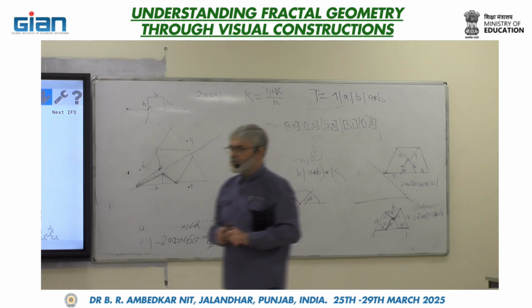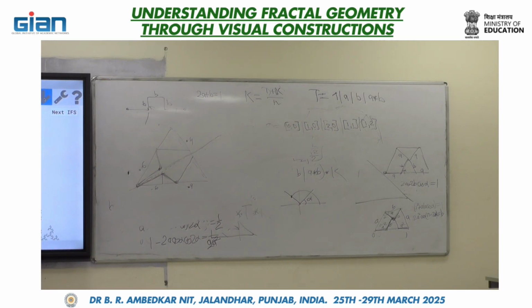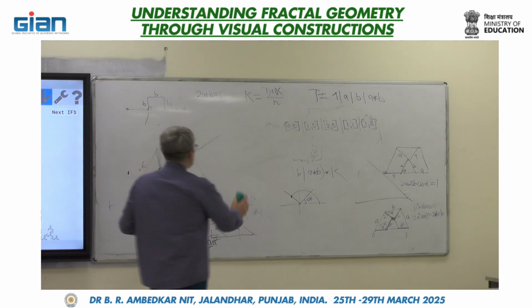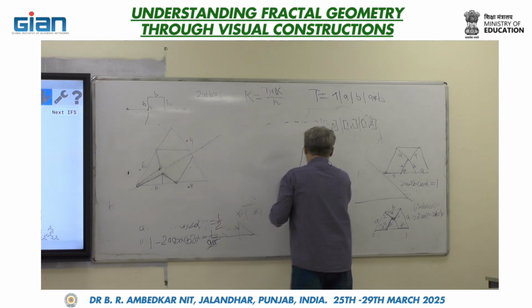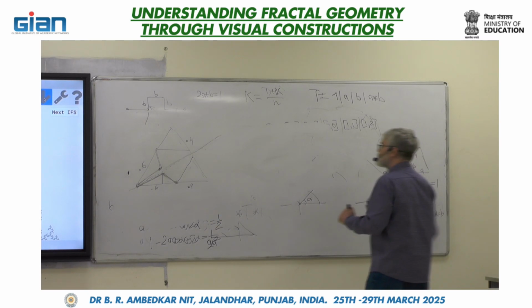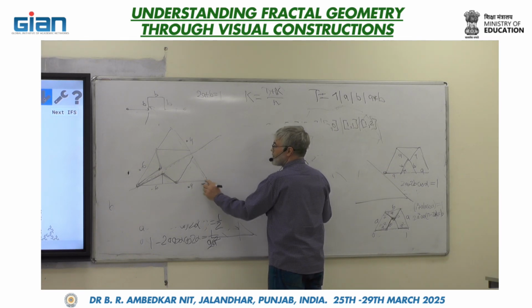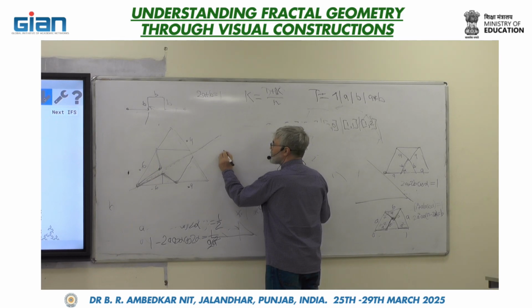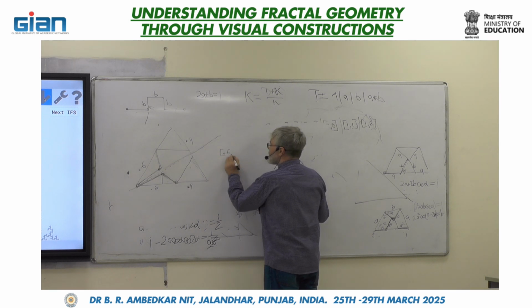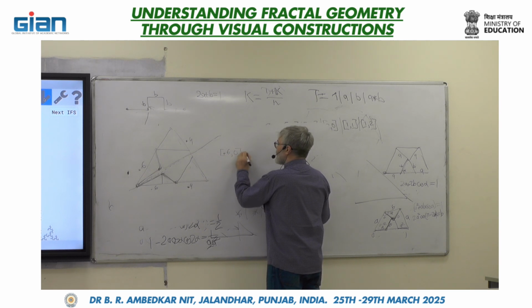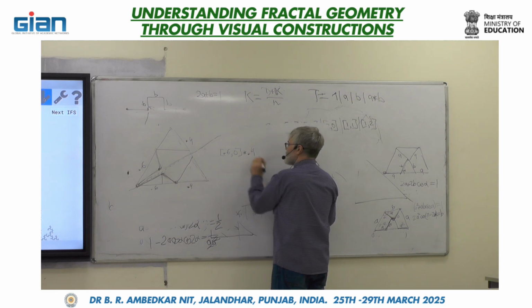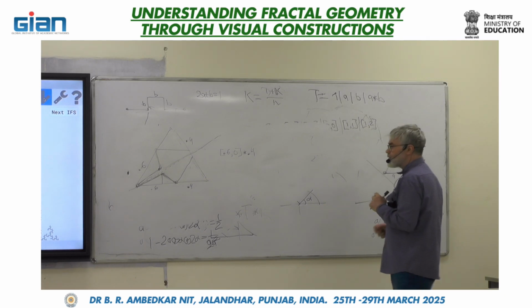So what do we have to do? We have two maps. This map will be 0.4. This map will be 0.4. First, it will be translation by 0.6, 0, multiplied by a contraction with the ratio of 0.4, right?